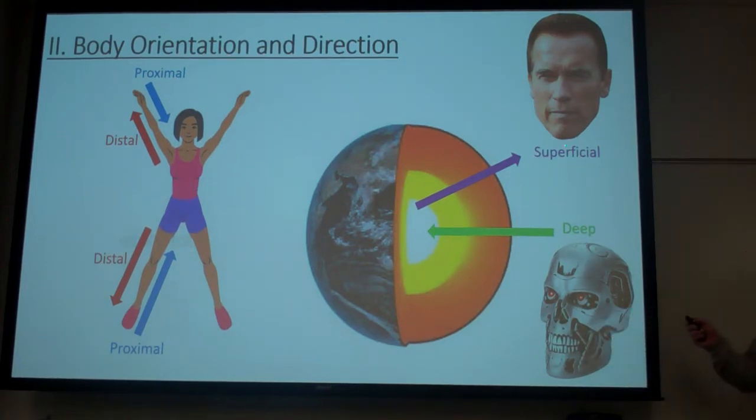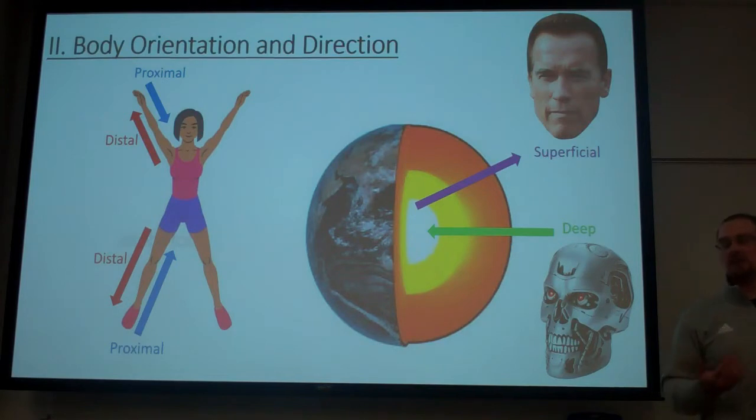Last two, superficial and deep. So if we use the earth as an example, I can say that the crust of the earth, so essentially where the water is, where the land is, that is superficial to the core. It's further to the outside. Deep means closer to the middle. So the core is deep to the crust.